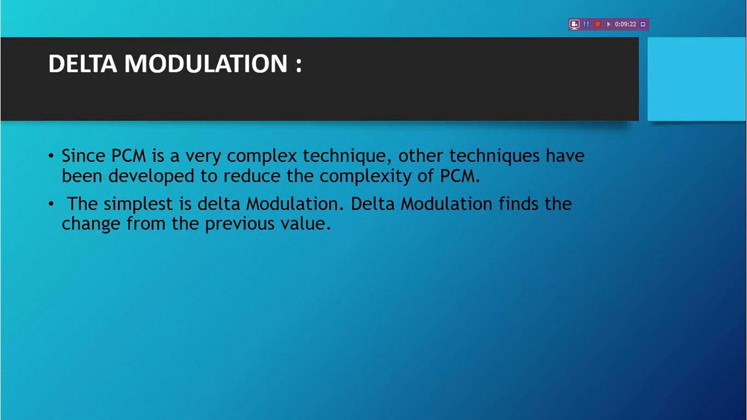And there is another technique that is known as delta modulation, which also converts the analog data to a digital signal. Since PCM is a very complex technique, other techniques have been developed to reduce the complexity of PCM. The simplest is delta modulation. Delta modulation finds the change from the previous value.